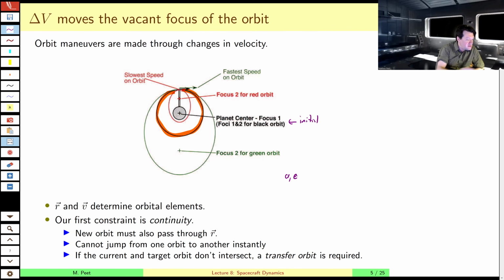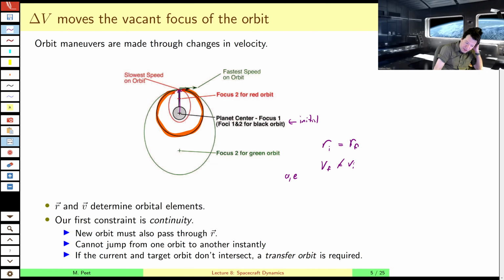So if we look at the constraints on this problem that we've posed here, the first constraint is, of course, that we can't teleport. So after we make our burn, our position vector will be approximately the same as the position vector before we make our burn. So we can't change our position vector. But we can change our velocity vector. So final velocity does not equal the initial velocity.